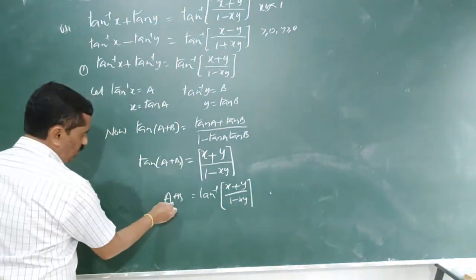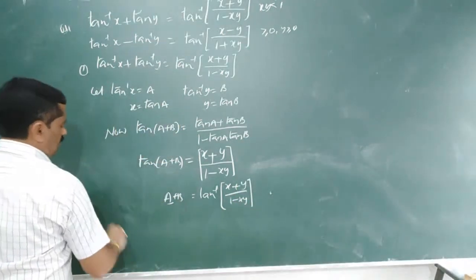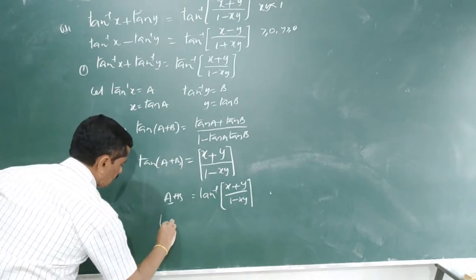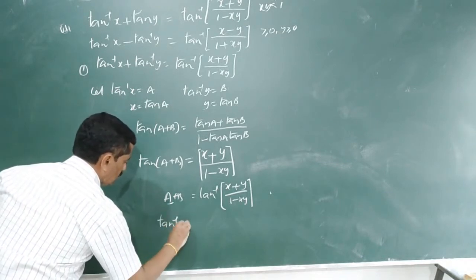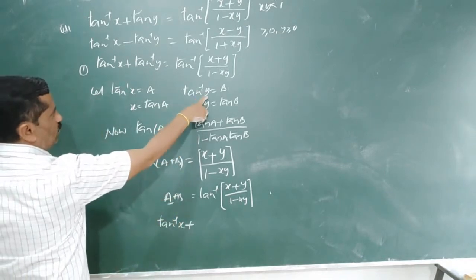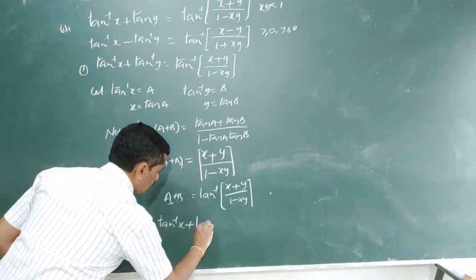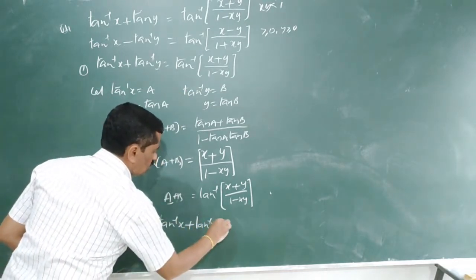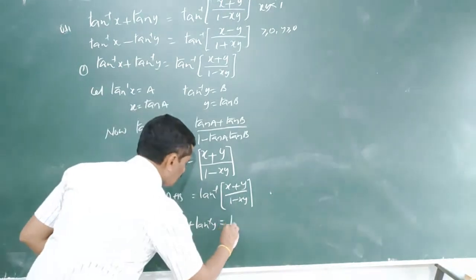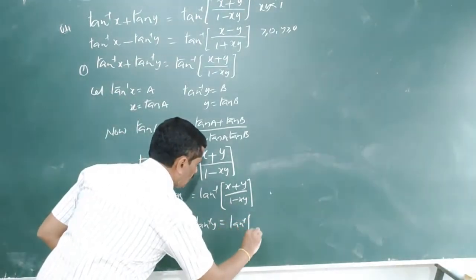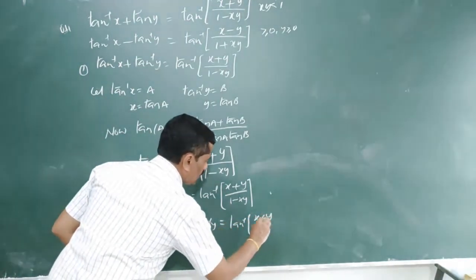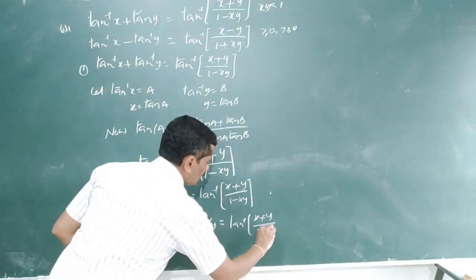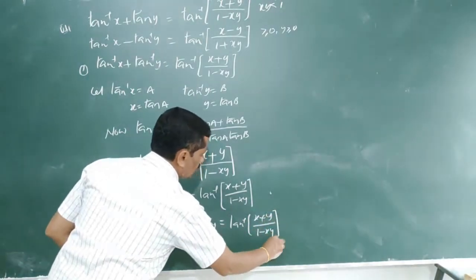But what is the value of a? We have here tan inverse of x. Therefore that is tan inverse of x plus, what is the value of b? We have tan inverse of y. That is tan inverse of x plus tan inverse of y is equal to tan inverse of (x plus y) whole divided by (1 minus xy).